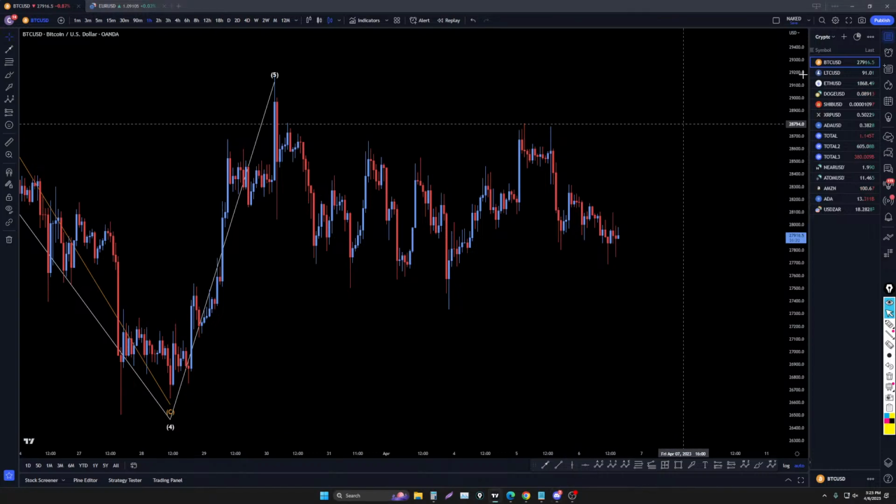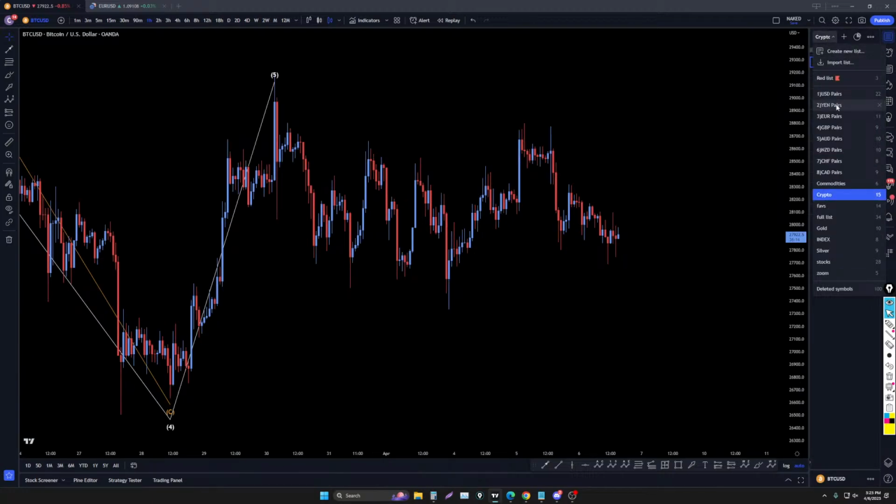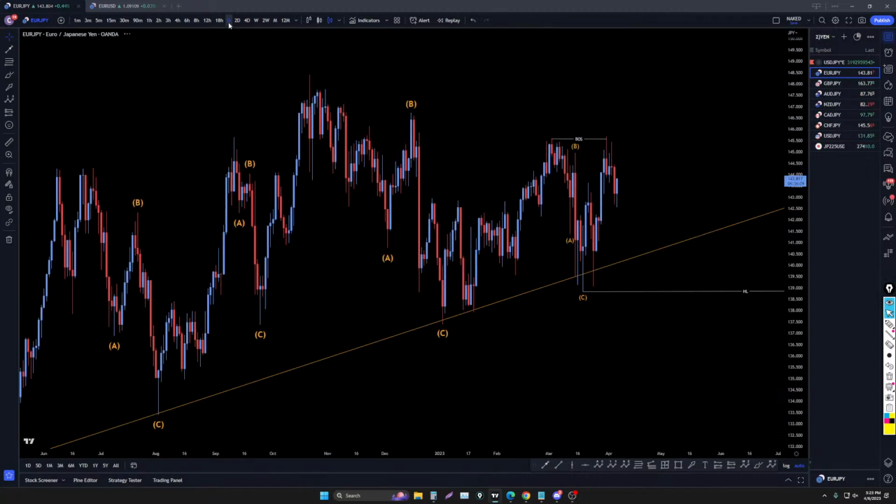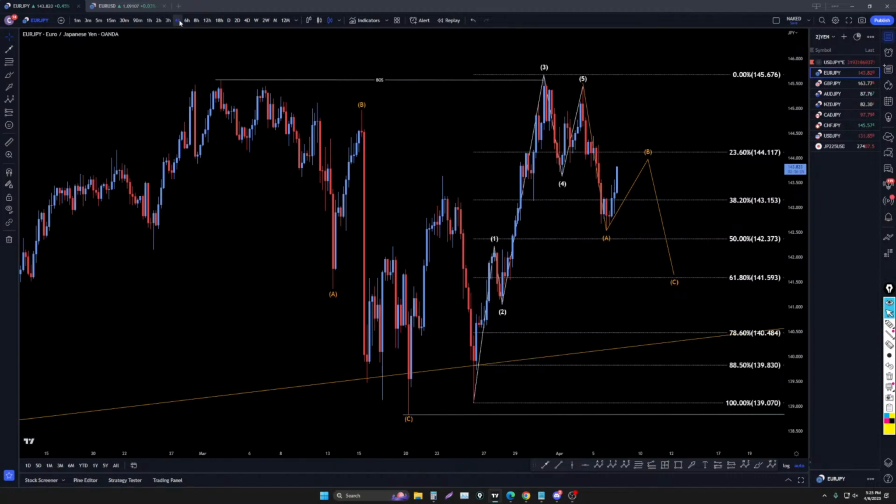So let's see, let's go back and check the dollar pairs. I guess we got enough time to look at the euro yen. That's a pretty popular pair. I was thinking it's a wave B, but I don't know, it might not be. It might just keep going. I was thinking what we had was a 1, 2, 3, 4, 5, and yes, this is a lower high, but if you look at other yen pairs, it's not a lower high.